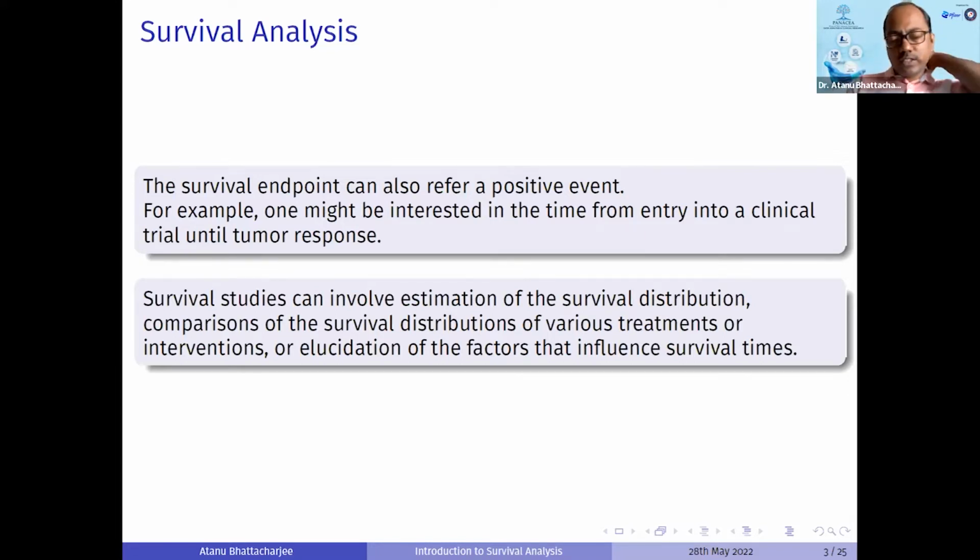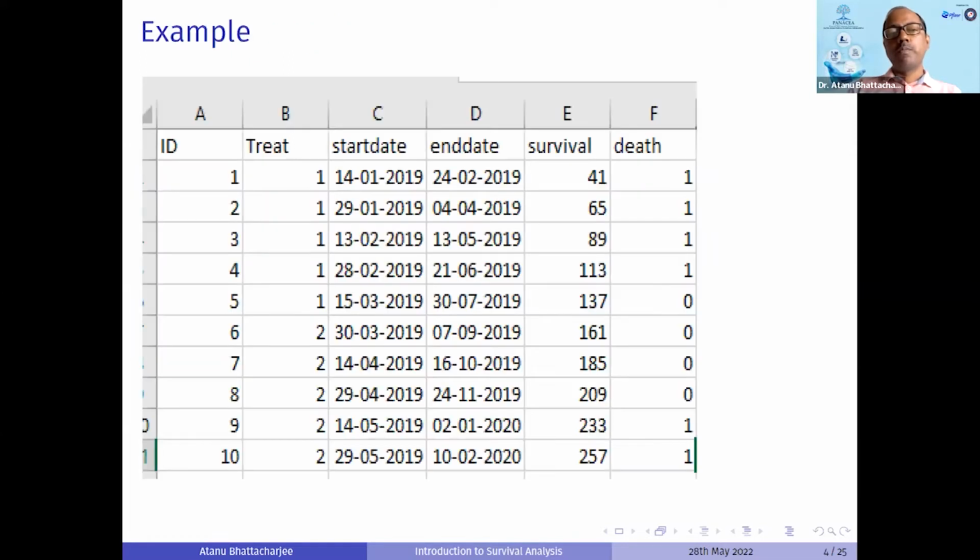So whatever discussions we will have, we are going to have them considering death as the event. But an event could be anything, like the marriage of a person, or the first child of a couple. After marriage, what is the duration until the first child? That duration can also be considered an event, but here we are going to consider only death, the terminal event of an individual's life.